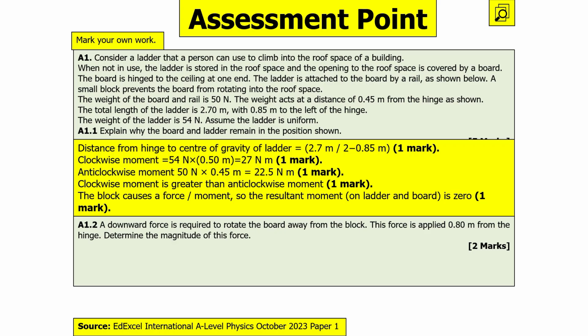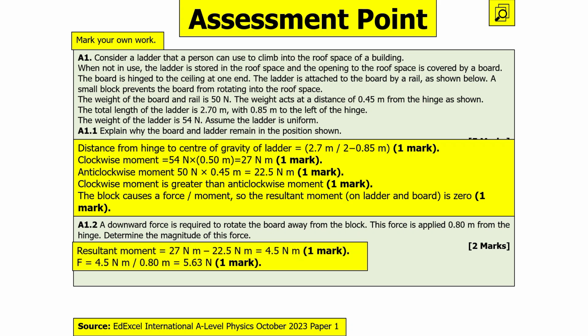So therefore, our resultant moment on the board and the ladder is 0, explaining why we'll stay in that same position. Now we know that the resultant moment must therefore be 27 newton meters minus 22.5 newton meters, which is 4.5 newton meters. We know that force is equal to the resultant moment over the distance away from the center of mass, or the rotation point, so therefore it's 5.63 newtons.